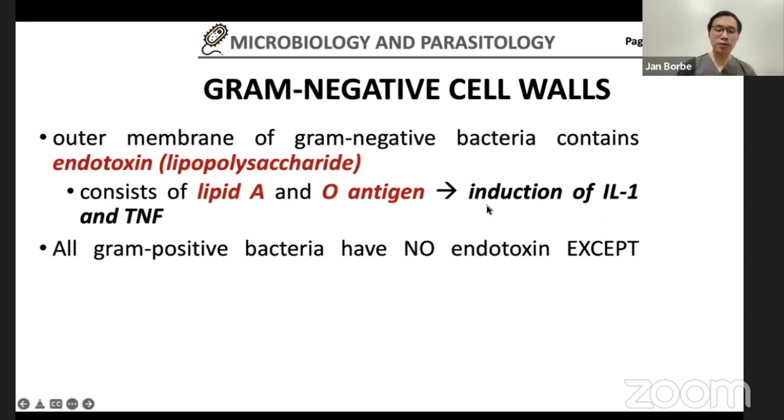Okay, on the other hand naman, no, sa dakong gram-positive bacteria naman, they do not have endotoxins in general. And the exception here is your listeria. Okay, so tatandaan natin yung mga exceptions because of course, they make good exam questions, right?